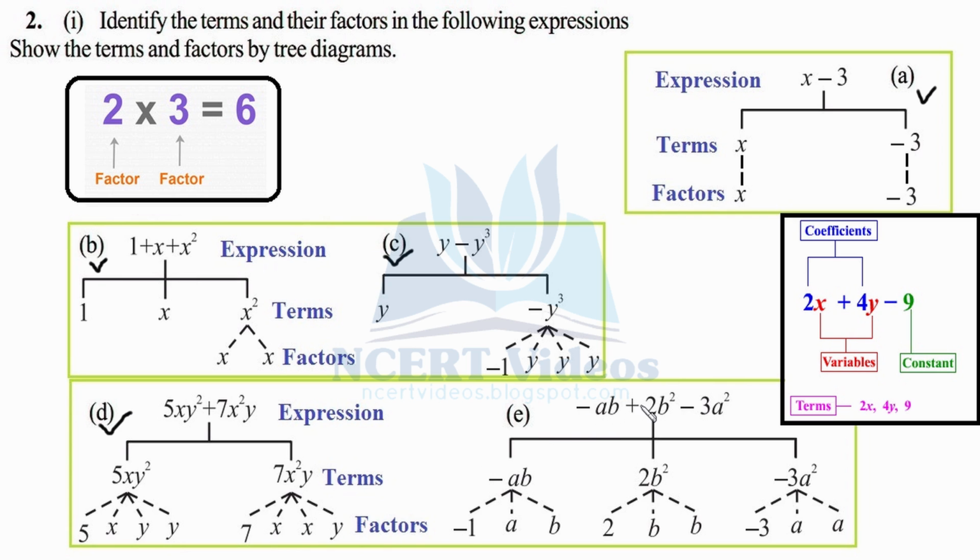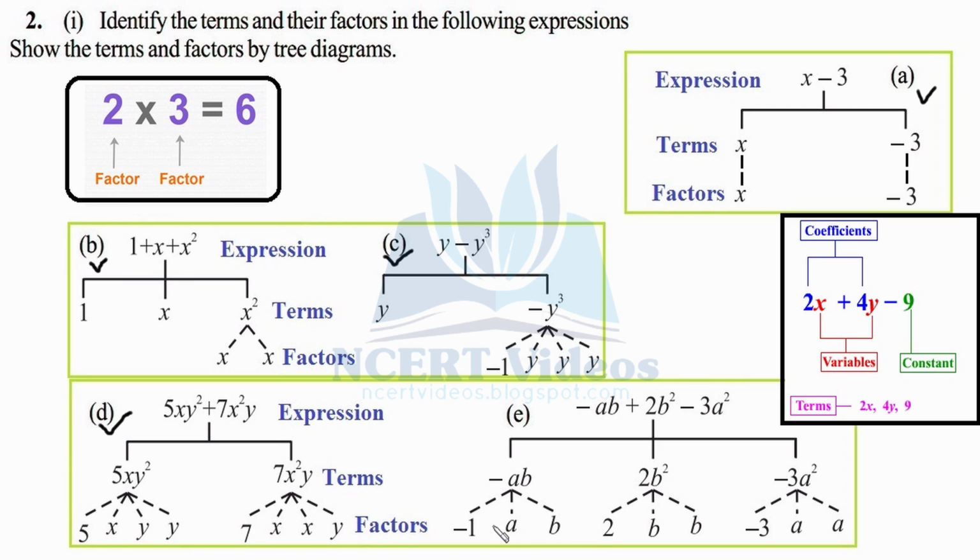Last part, minus ab plus 2b squared minus 3a squared. So we can see 1 term, 2nd term, 3rd term with minus sign. So here minus ab, here we have 2b squared, we don't have to write plus, here minus 3a squared. Now here minus 1, because if there is no coefficient written, it is understood it is 1. And for the minus sign, we write it as minus 1. Here it is a, here it is b.